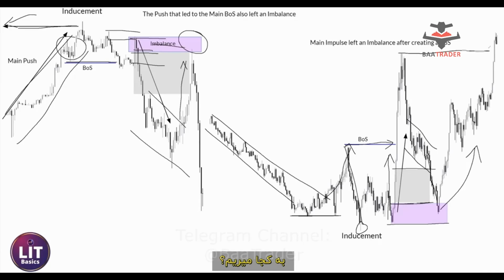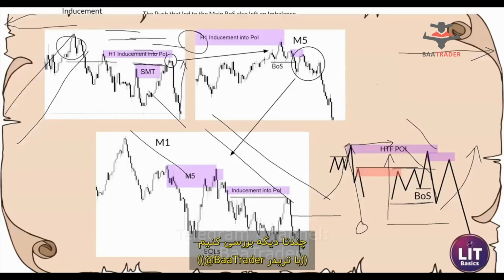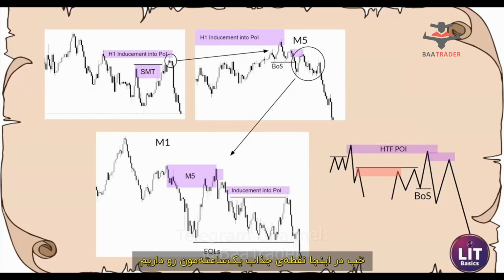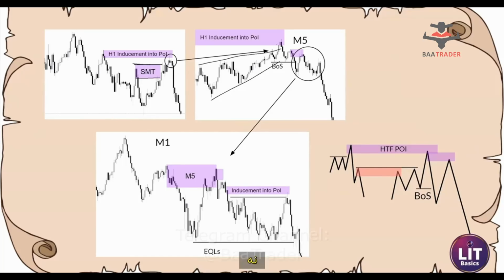Where do we go to? Here, of course. That should be our first target. Again, let's get some more in. So here we've got the H1 POI. First, we have our smart money trap reaction. Look at what we do coming up into the H1 POI. Are we shocked? No. So we induce the channel into the H1 POI.